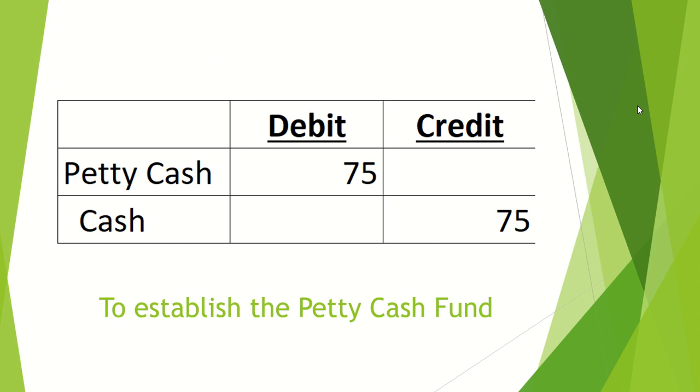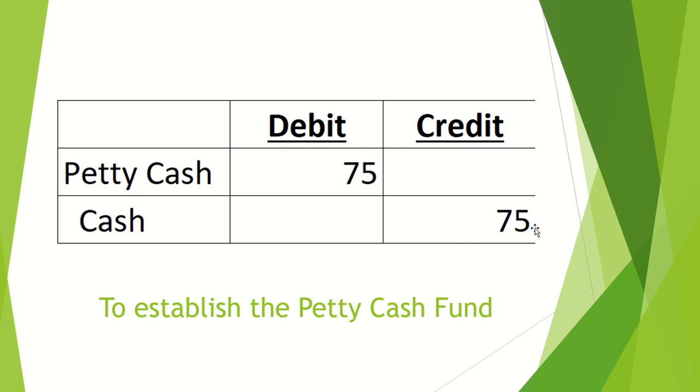So here's how you establish the petty cash fund. You're going to debit petty cash. Let me bring my mouse over here if it works. There we go. You're going to debit petty cash fund for $75. That's going to increase the balance in this petty cash account. You're going to credit cash for $75 because it came out of the cash account.